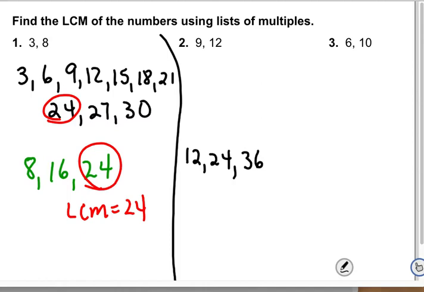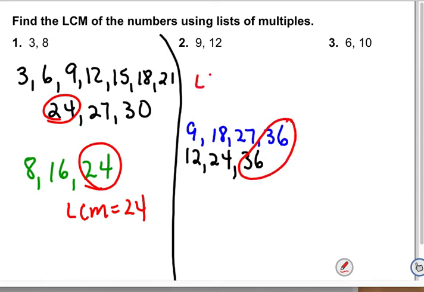Jaden, why not? Because there's 36 in 12 and 36 in 9. Because you know the 9s: 9, 18, 27, 36. And right there, Jaden said, with those multiples of 12, I know that 9 times 4 is 36, so my LCM is 36.